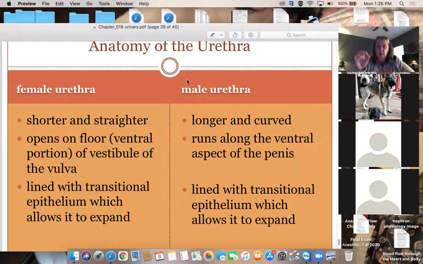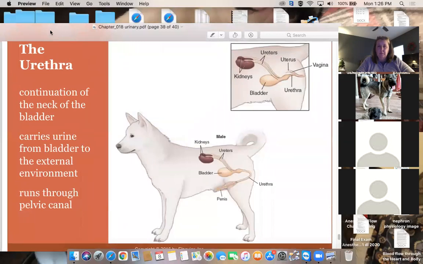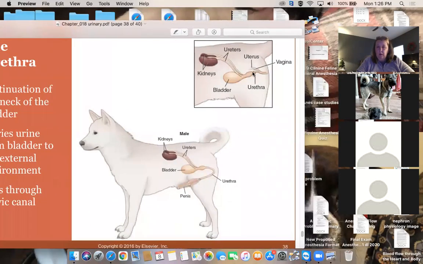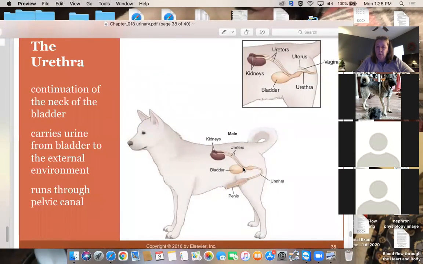But in the dog, and that's what I'll ask about on the test, the female urethra is short and straight. If you look at this picture, it's a very short distance from the urethra to the vulva, and it's pretty much a straight shot out. If you look at the male, the urethra is much longer and it curves.